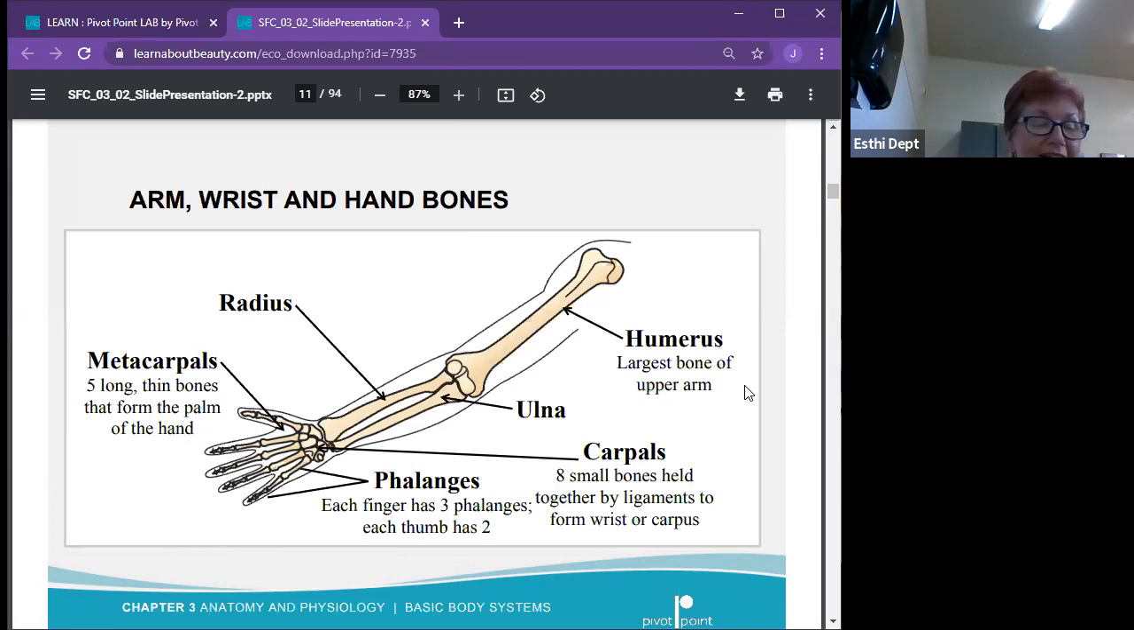And then your phalanges are 14 bones that form your fingers or digits. Each finger has 3 phalanges and each thumb has 2. If you look at your thumb, you can see one line right here and one line right there. On your fingers, you have a line here, a line here, and a line here. So those are the 3: 1, 2, and 3.